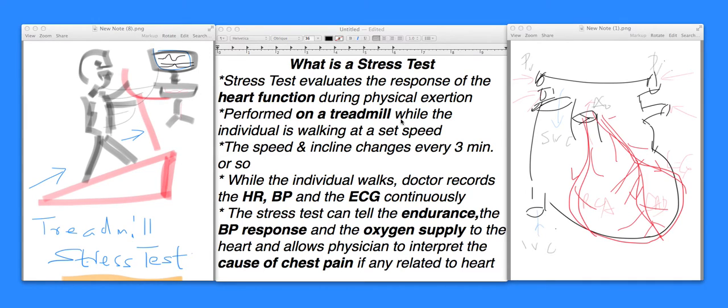So this test really, in a nutshell, evaluates the heart function while the patient is walking on a treadmill. The heart rate, blood pressure, and ECG response is continuously recorded. The endurance, whether the patient can participate in a physical activity like joining the gym or taking up a sport or a strenuous activity like running a marathon, etc., can be advised based after the stress test. A blood pressure response is evaluated, and most importantly, the oxygen supply, which is the coronaries, is being tested via this test.